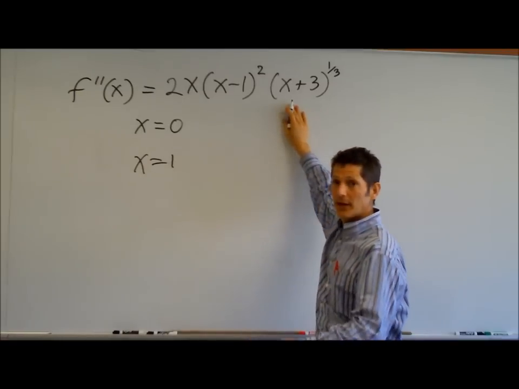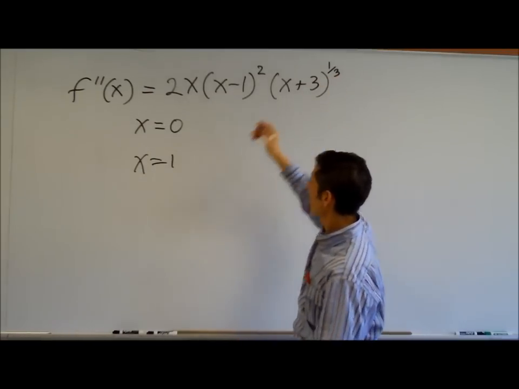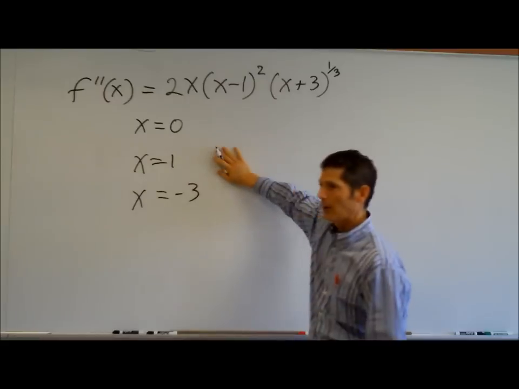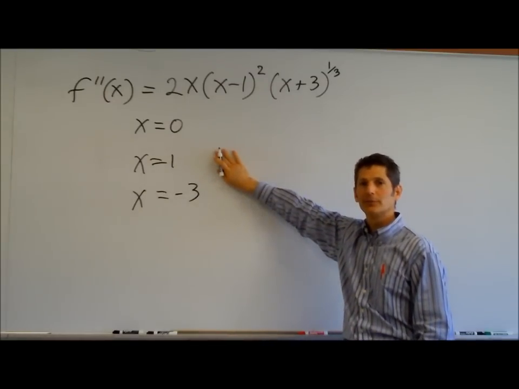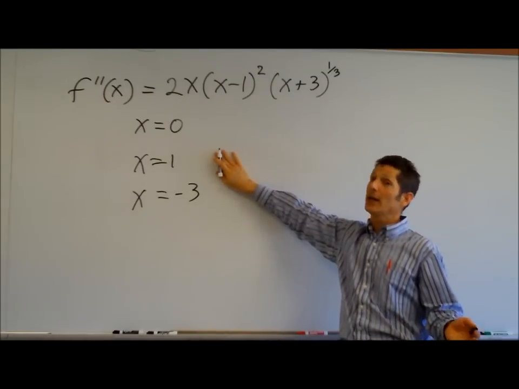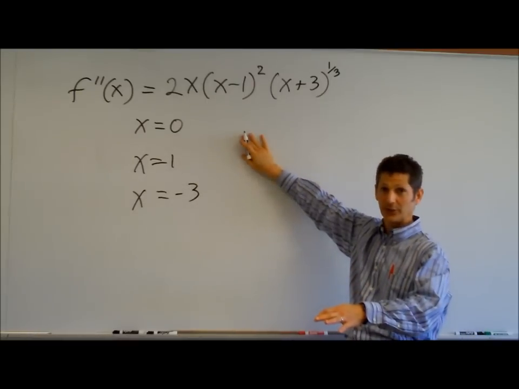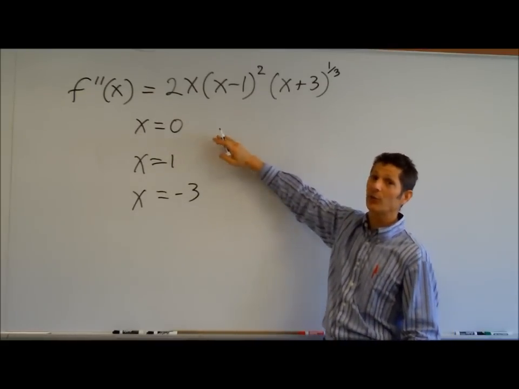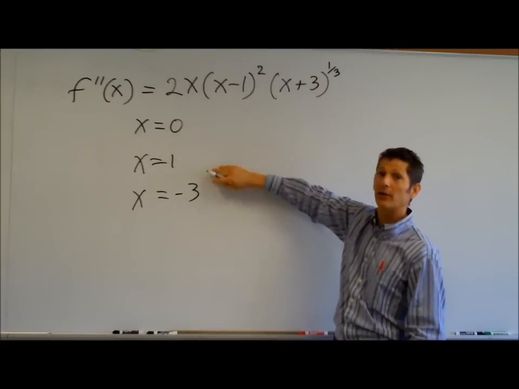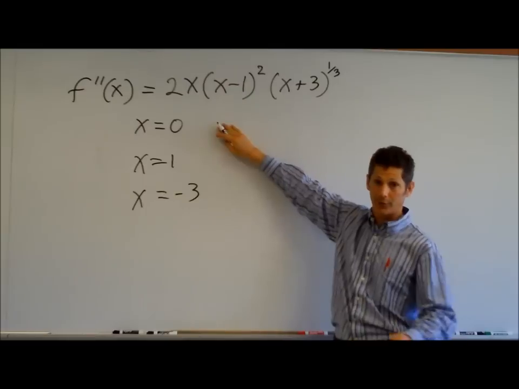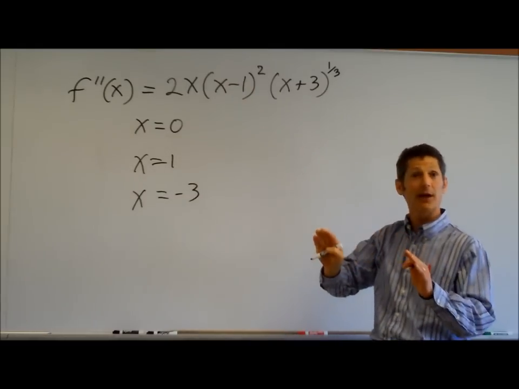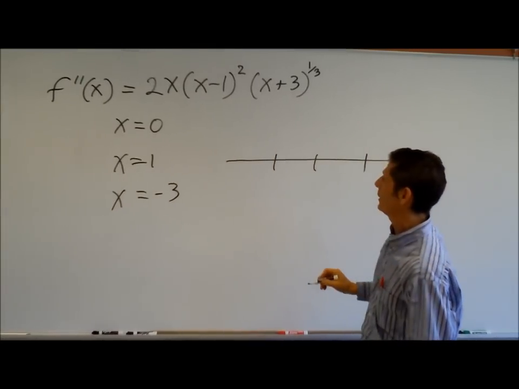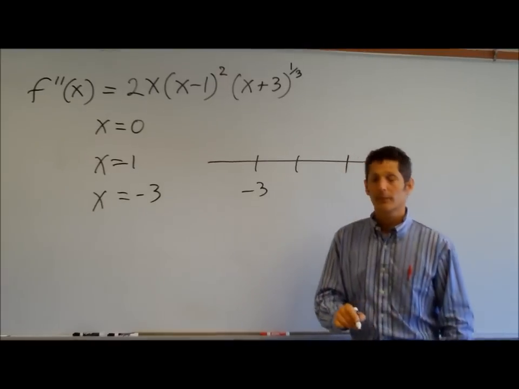And the next guy, a -3. -3 plus 3 is 0 to the 1/3 power, 0. So x equals -3. Are these my inflection points? I don't know. Again, if this were the first derivative, which it's not, these would be guaranteed critical points. But this is the second derivative. These are places where the second derivative is 0. I don't know if they're inflection points or not. These are places that have no concavity, but I don't know about inflection points. So I'm just going to put them on my little number line here, because an inflection point is a change in concavity.